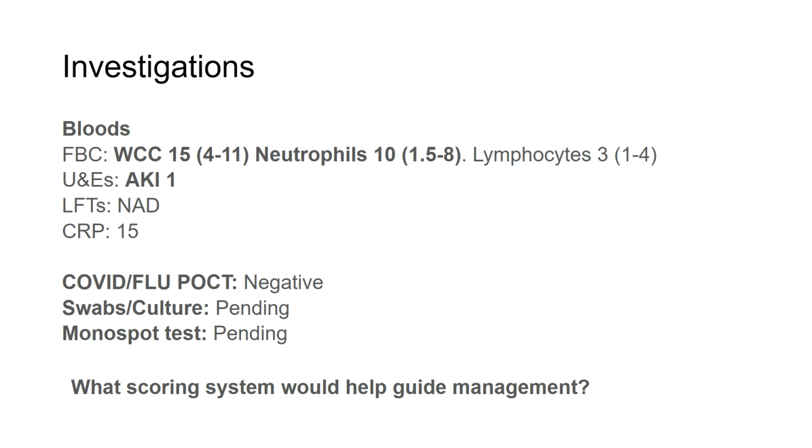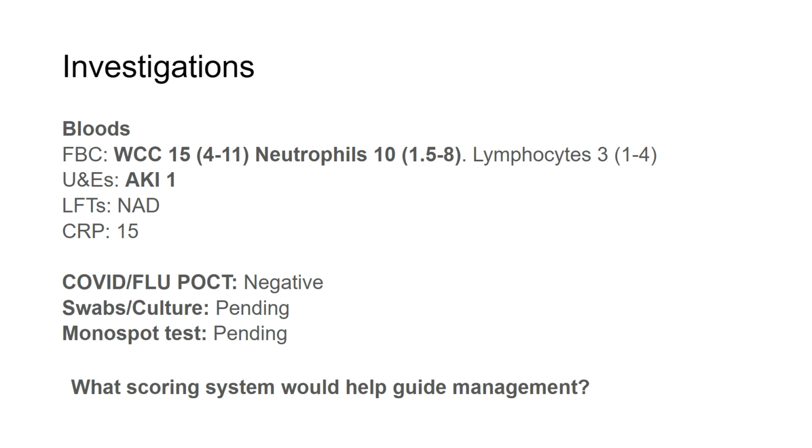He's also got an AKI stage 1, so he's dehydrated, probably because of his low oral intake. His LFTs are normal, and his CRP is raised as well. You've done the COVID and flu, and that's negative, and you've taken some swabs, and that's pending. You've also sent off a monospot test, which is for testing for infectious mononucleosis. It can be quite difficult sometimes to differentiate between infectious mononucleosis and viral causes of tonsillitis as well as bacterial causes. The white cells help, but the monospot test is a blood test that will also help guide therapy.